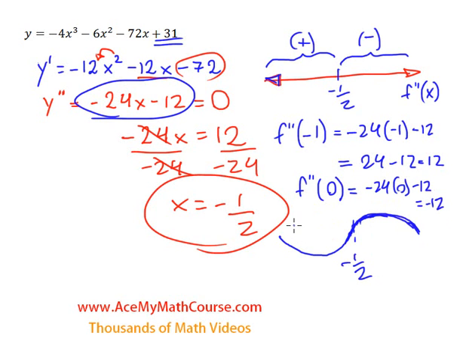So that's it. Concave up when x is smaller than negative half, and when x is greater than negative half, the graph is concave down. And that's it.